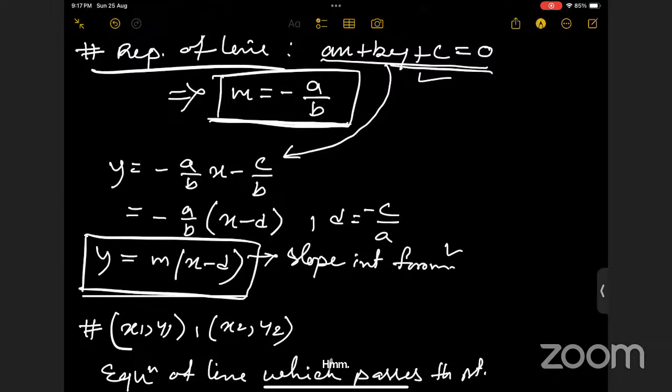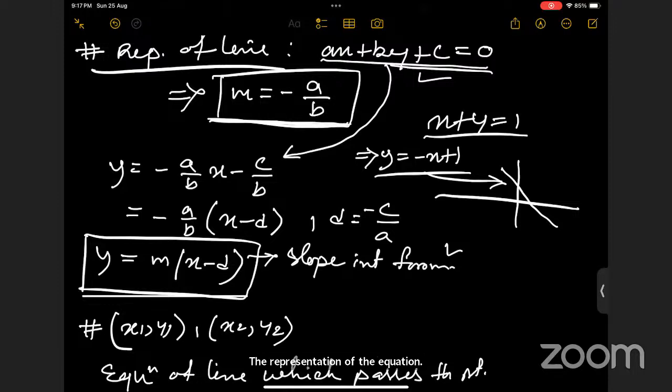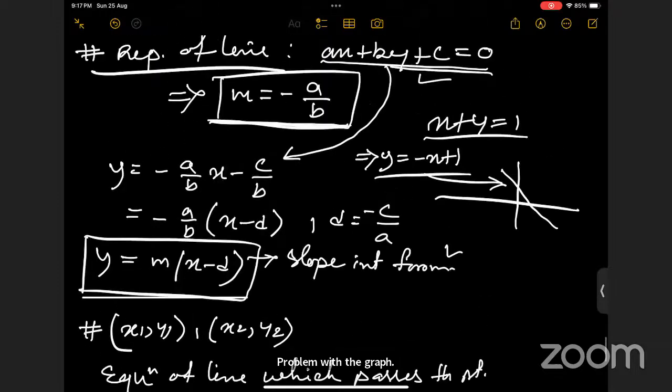If we have this kind of graph, suppose x plus y equals to 1. So this is a line, right? Like this. So we can express this as y equals minus x plus 1, right? So the graph for this line will again be the same. No change in the graph. We are just rearranging the form, the representation of the equation. The graph will be the same. So this is in general form, and this is in slope intercept form. This is the difference.